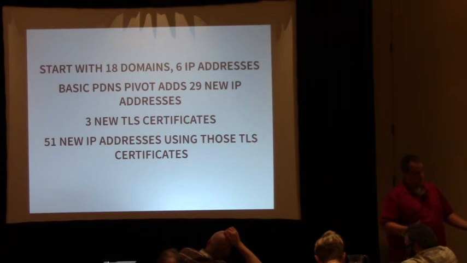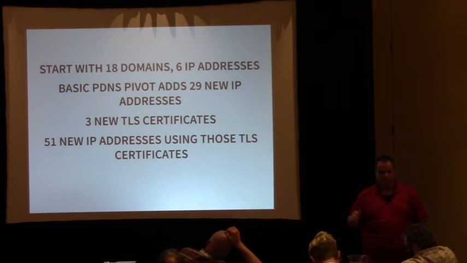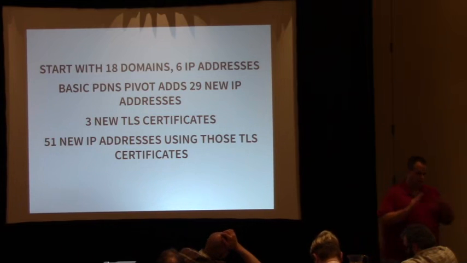So with that, we started with 18 domains, 6 IP addresses, doing basic passive DNS pivots, added 29 new IP addresses, doing a TLS certificate pivot, we get 3 new certs, pivoting on that, and 51 new IP addresses.